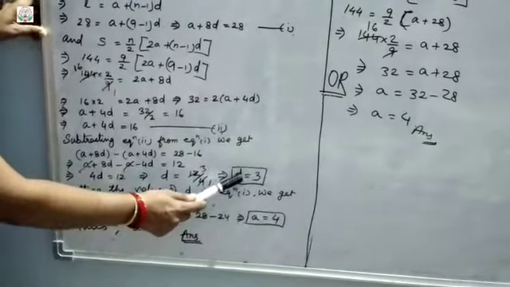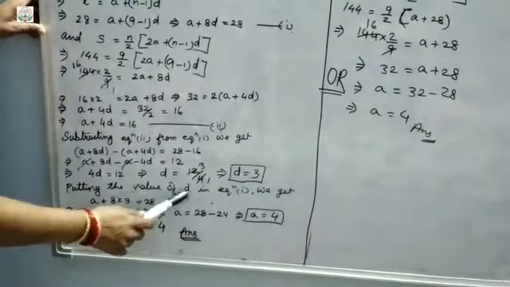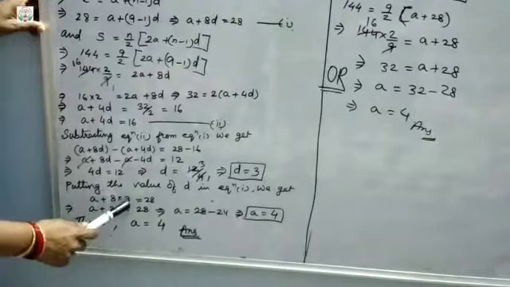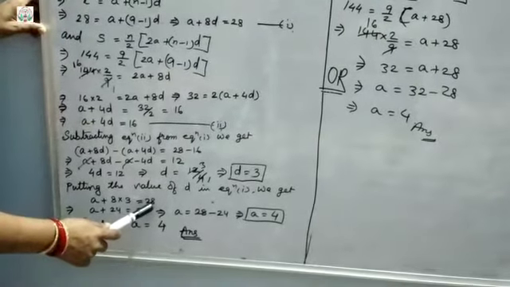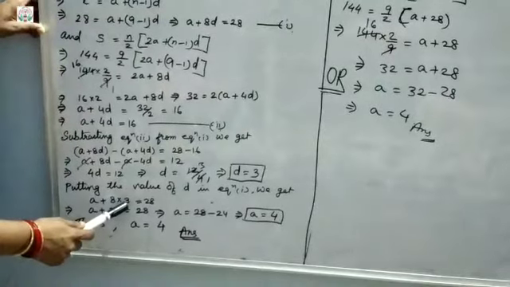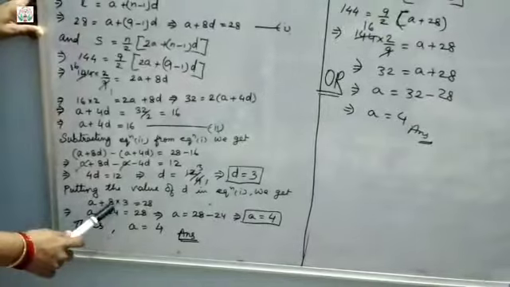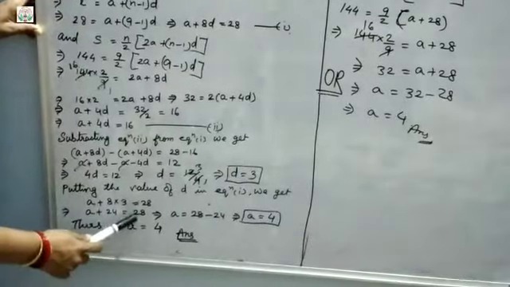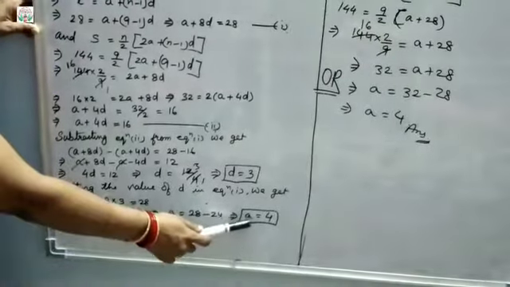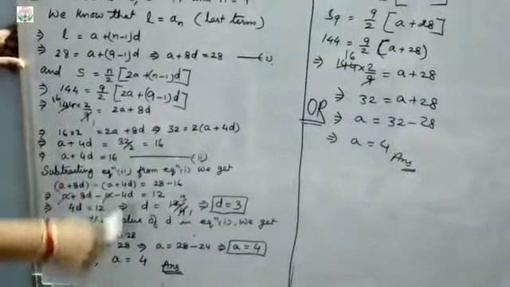Now putting this d value in equation 1 or 2, any of these. Here we are putting in equation 1. So we get a plus 8 into 3 equals 28, because the value of d is 3. So a plus 24, because 8 threes are 24, equals 28, which implies a equals 28 minus 24 equals 4. So the value of a equals 4.